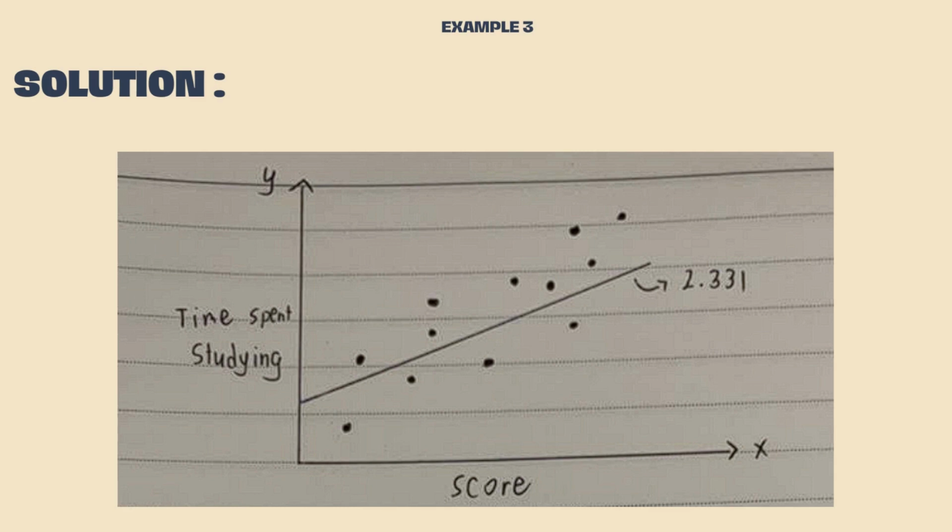So this is what the graph looks like. As you can see, we have 12 dots here, which correspond to the score and the time spent of each student, and the slope is 2.331.